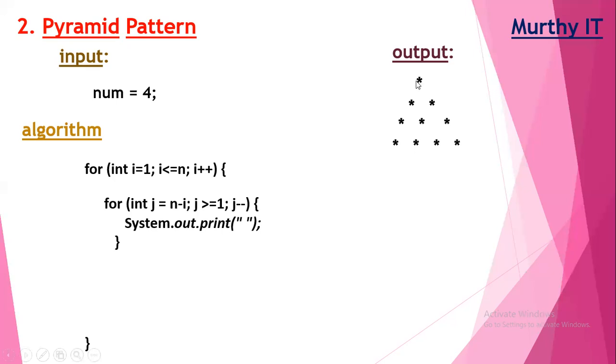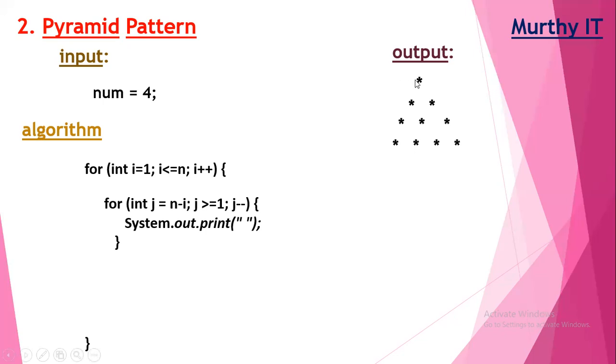So while printing the first star, n is the total number of rows, four rows. While printing the first row, the i value is 1 and n value is 4. So n minus i means 4 minus 1, which is 3. So at printing of the first star, it prints 3 spaces.